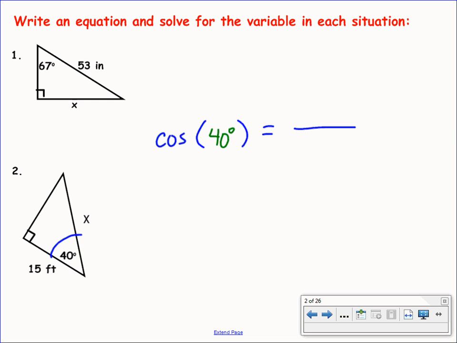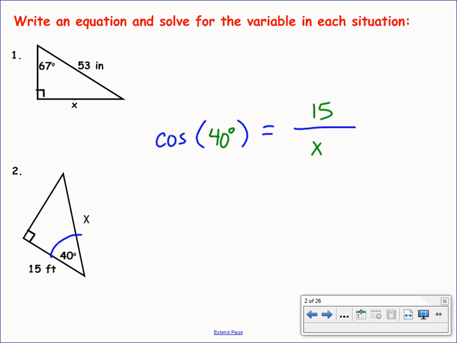So adjacent to 40 degrees is 15 feet. Remember, adjacent is adjoining, next to, touching, but not the hypotenuse, so that's 15 feet, over the hypotenuse, in this case, x. Depending upon the location of my variable, we'll use different inverse operations to solve for it. Here I'm in the denominator of a fraction. That's okay. I know how to get that out of the basement. What are you going to do to both sides to get that variable out of the basement? Rachel?